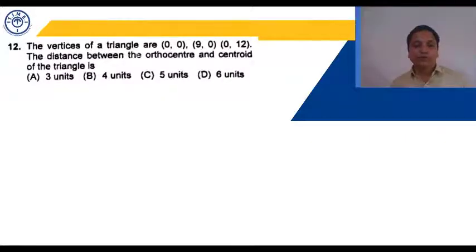So one point is 0, 0, the second point is 9, 0, and the third point is 0, 12. The question says the distance between the orthocenter and centroid of the triangle. Centroid we can easily find. If somehow we find the orthocenter, then we can apply the distance formula to get the distance between orthocenter and centroid. The question seems difficult, but if you plot the coordinates and draw the diagram, it becomes a very straightforward question. Let's try this.